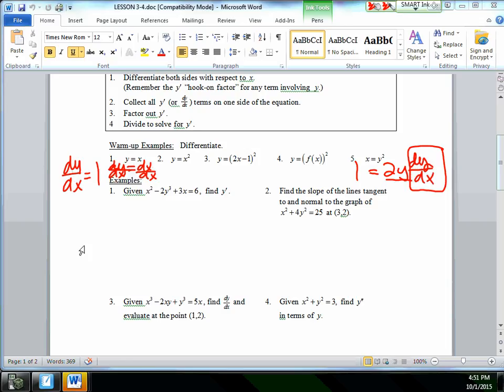So we need to move the 2y. How do we move the 2y? Well, what is it doing to dy dx? It's multiplying, so therefore we need to divide both sides by 2y. So now the derivative is 1 over 2y. You're going to notice now with our derivatives, we're going to have x's and y's involved. And that's okay, so don't freak out.